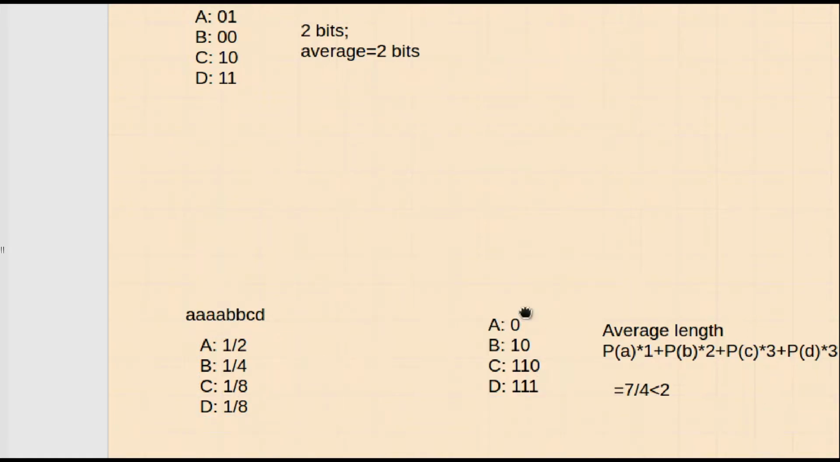The reason why is when you compute the average length, which takes the probabilities of each character and multiplies it by the length and sums them up, you get an average length, so an average bit usage, that's less than 2, which is less than this.